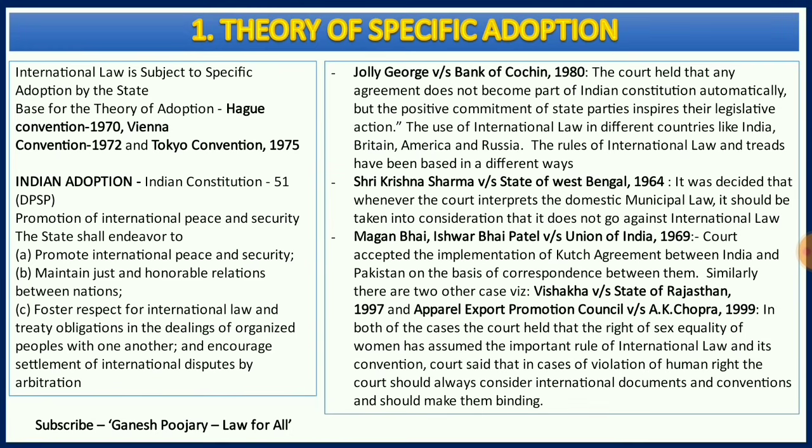Now, when we are implementing municipal law, there is no option for individuals whether to accept the laws or not. They have to adopt such laws. But when it comes to international law, the subject becomes the state. Now, states have the option whether to adopt such laws or not. That is why we call it the theory of specific adoption, and the base for this theory is the Hague Convention 1970, Vienna Convention 1972, and Tokyo Convention 1975.